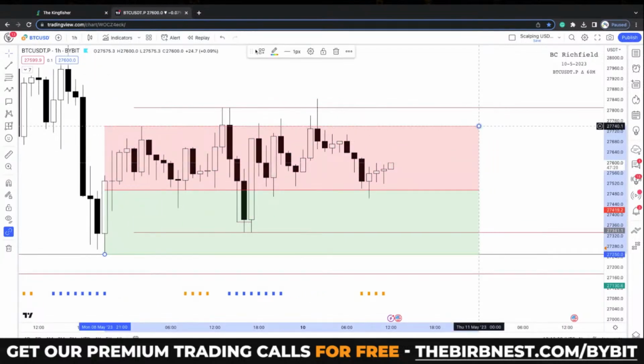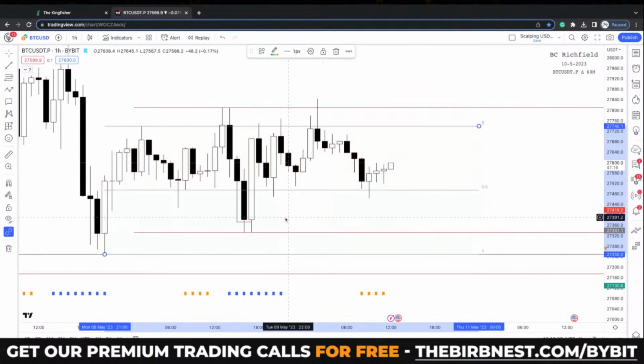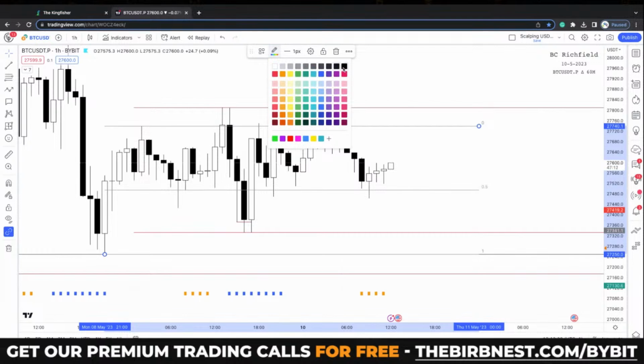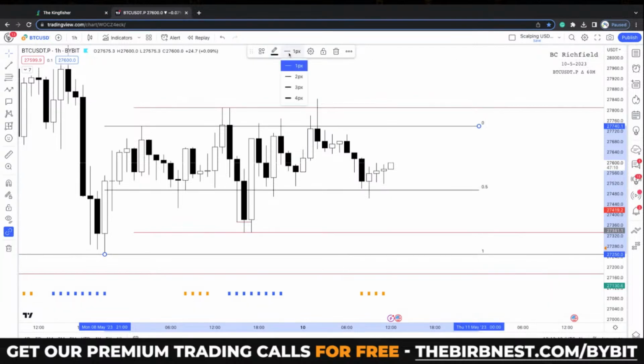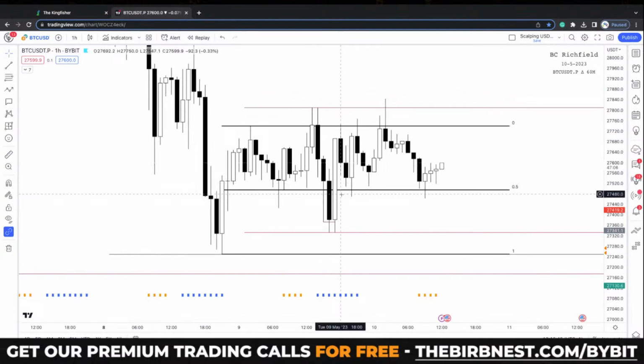So if we now turn this into a range, there we go. Let's make that colour a bit darker so that it stands out a bit more. Right, so here we have our range. Now we've got that by finding this low, this high, then price has come down, held this midline. For me, that's telling me that this could be a valid setup for a range.